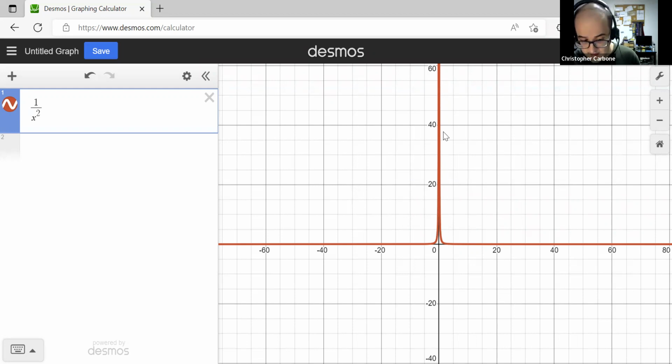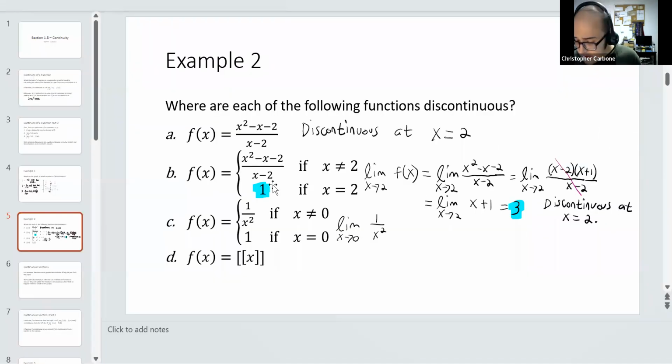So because of that, this limit here does not exist. So we are discontinuous at x is equal to 0. And then finally, this last function, f of x is equal to, this refers to as the step function.